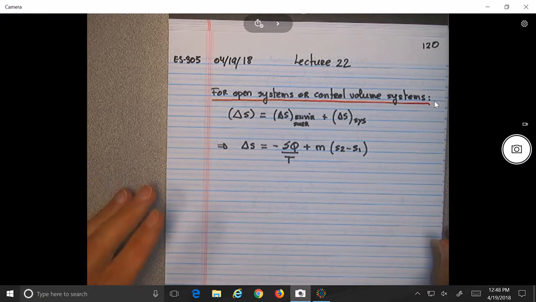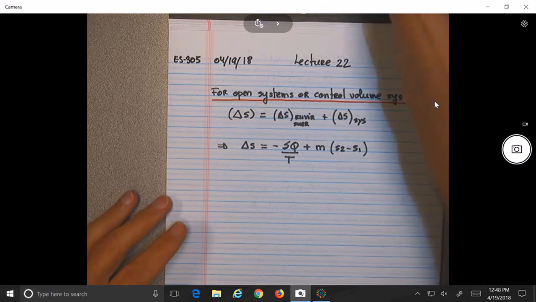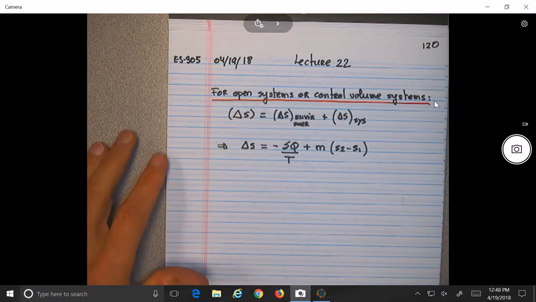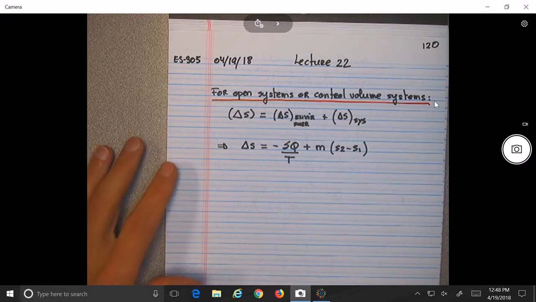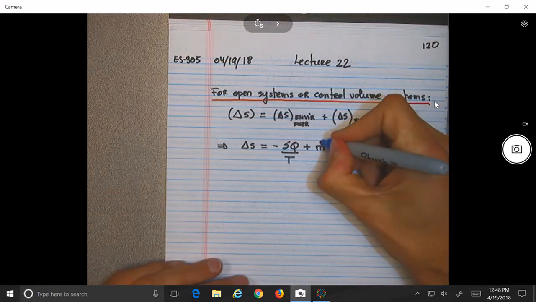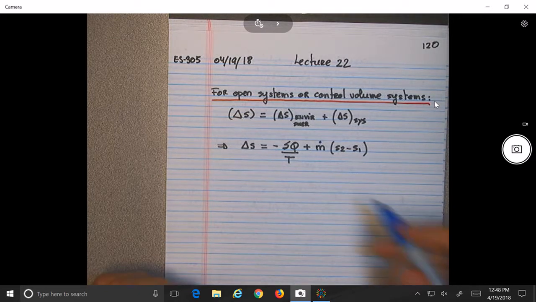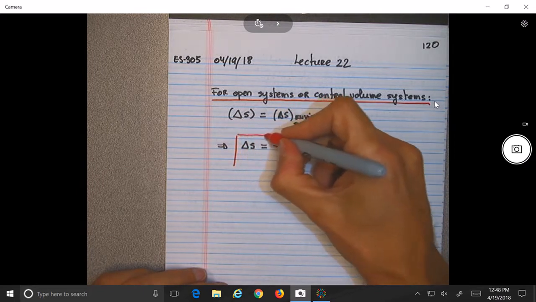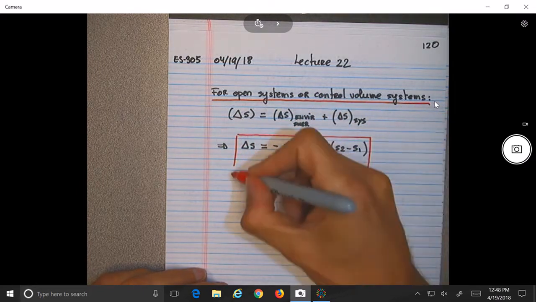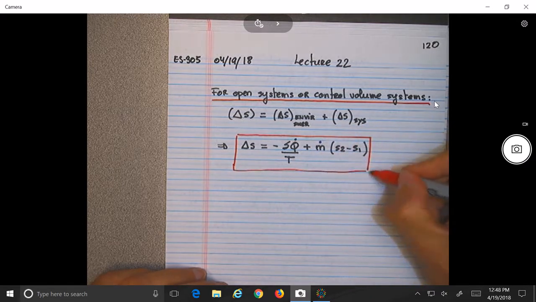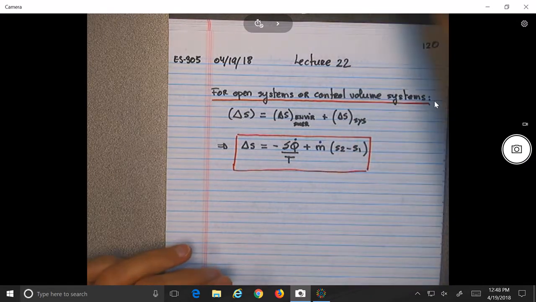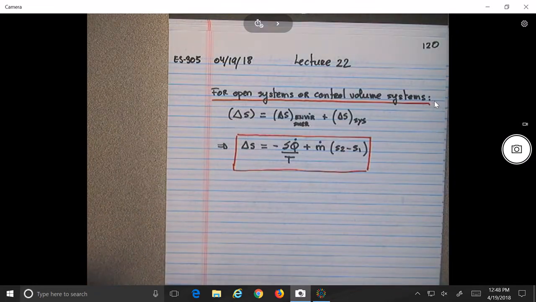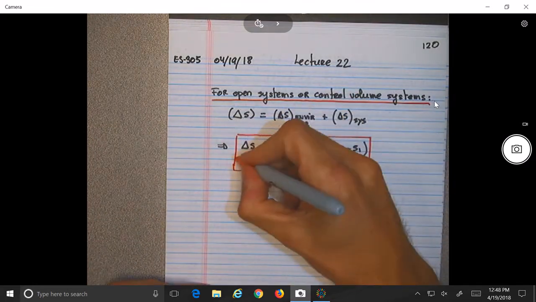What is the biggest difference between a closed system and an open system? There is mass flowing. So over here we should have an m dot, and this Q is going to become Q dot. And that's all there is. I know I did it the last time, but can anyone remind me what is the origin of that negative sign?